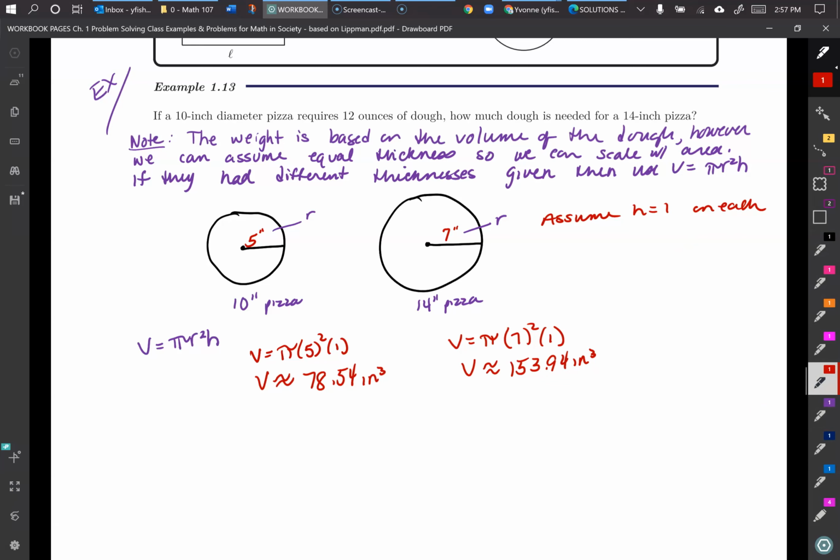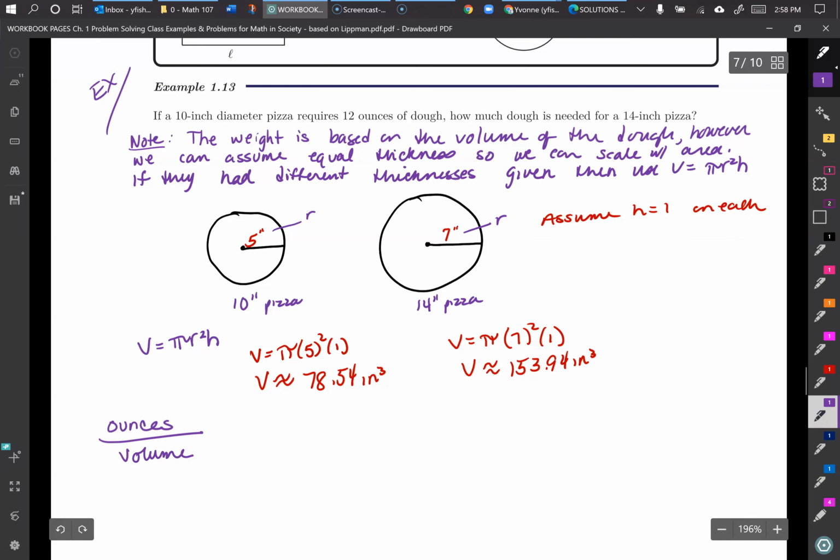So for our proportion, we're going to set it up as ounces in the numerator, and then volume in the denominator.